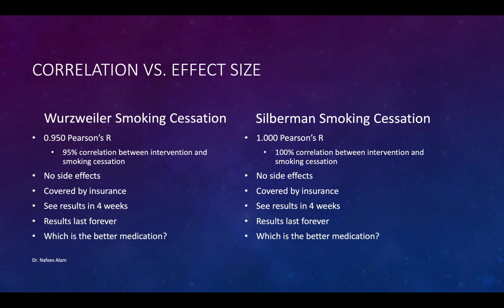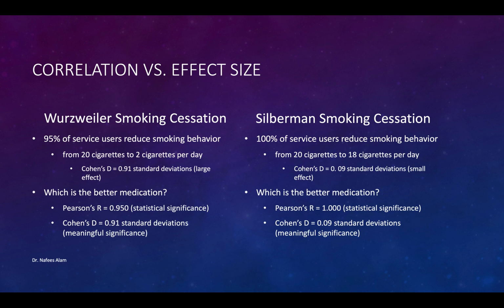So here you might say, again, now that you've seen the example prior to this, you're a little bit more suspicious. Well, I want to see the effect size. I want to see Cohen's d for both. You'd be right in that. And I've set it up in this kind of way. You're absolutely right. So with Wurzweiler, you might have a 95% success rate versus Silberman's 100% success rate.